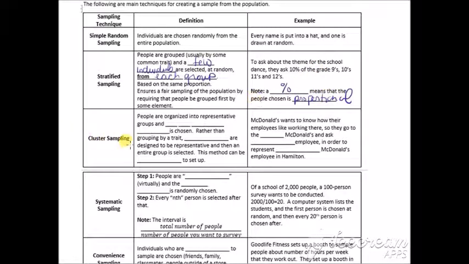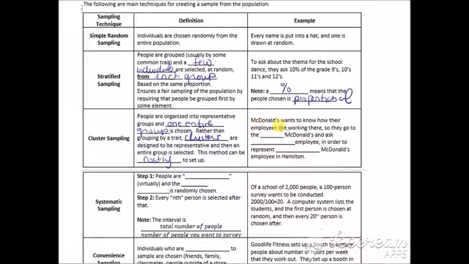Okay, now there's cluster sampling. People are organized into representative groups, and one entire group is chosen. Rather than grouping by trait, clusters are designed to be representative, and then an entire group is selected. This method can be costly to set up. There's a lot of behind the scenes stuff that goes on in order to ensure that those clusters are fair.